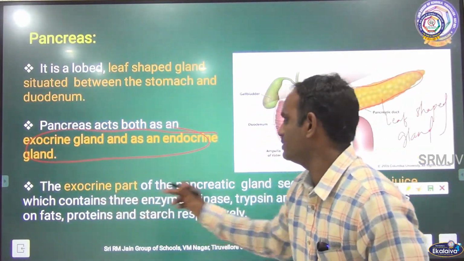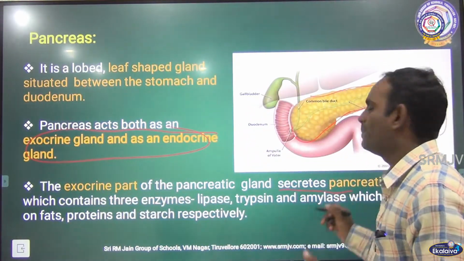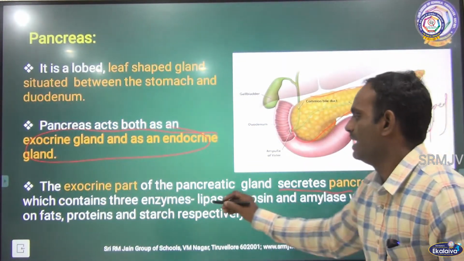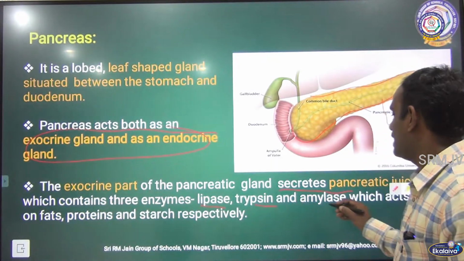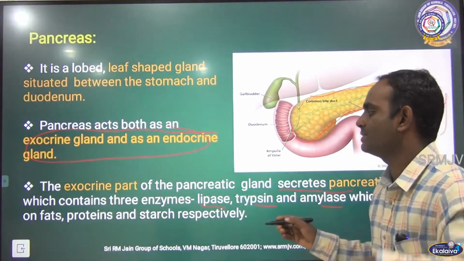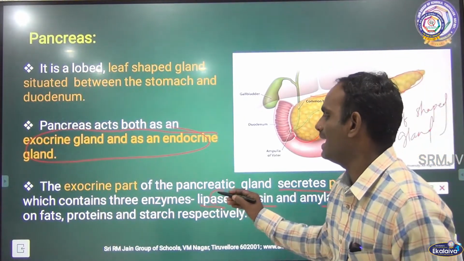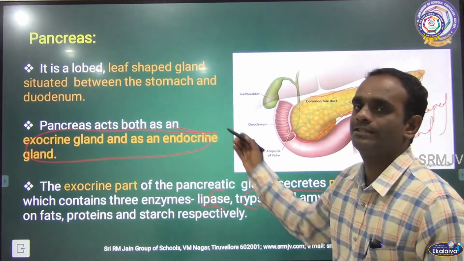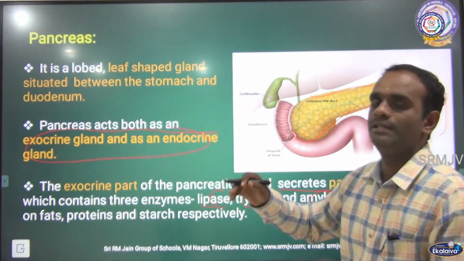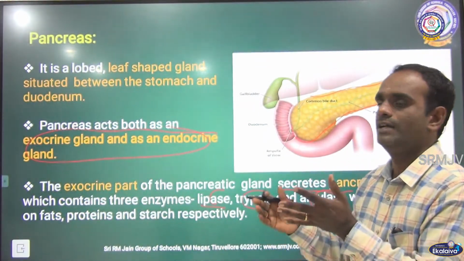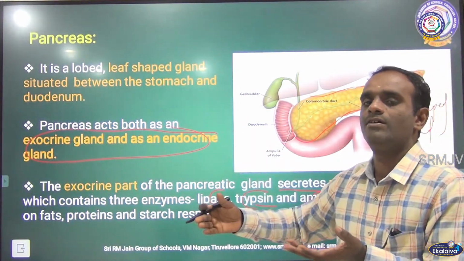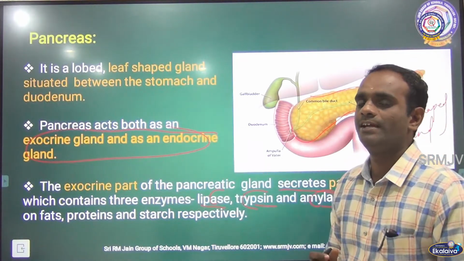The exocrine part of the pancreas secretes pancreatic juice, which contains three enzymes. What are the three enzymes? Lipase, trypsin and amylase, which act on fat, protein and starch respectively. Lipase acts on fat, trypsin acts on protein and amylase acts on starch. Starch is a polysaccharide, and when amylase acts on starch, it converts it into disaccharides and monosaccharides. Can you get my point, children?